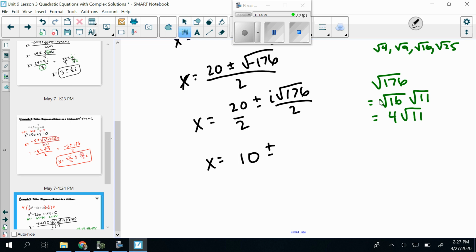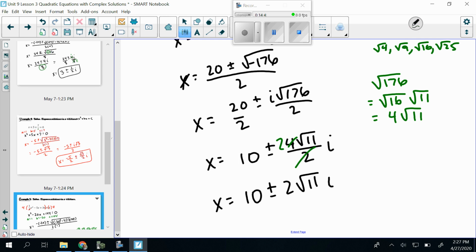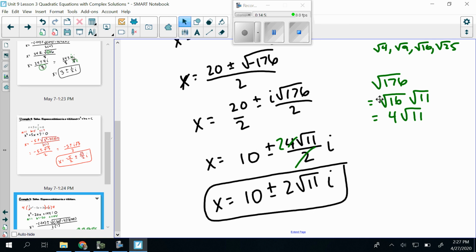And so this one now is 4 square roots of 11, still over 2 with i, and so the final simplified answer would be 10 plus or minus 2 goes in here twice, so 2 square roots of 11 i. There's the complex answer for that one. So that's solving quadratics when imaginary numbers come into play and how you write it with a complex number.